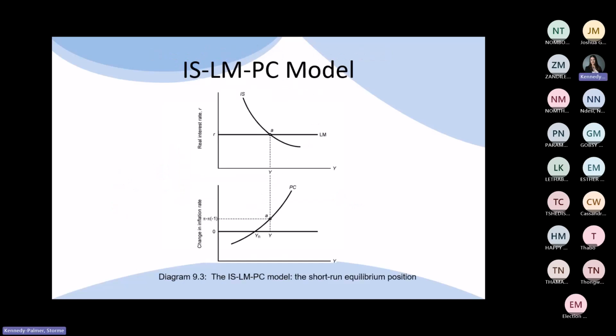Let's have a look. So when we add the PC curve to the IS-LM model, it adds the inflation dynamics, showing how changes in output and unemployment affect the change in inflation over time.